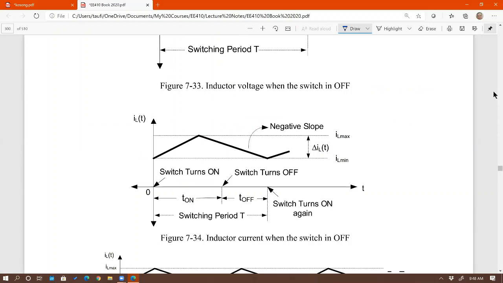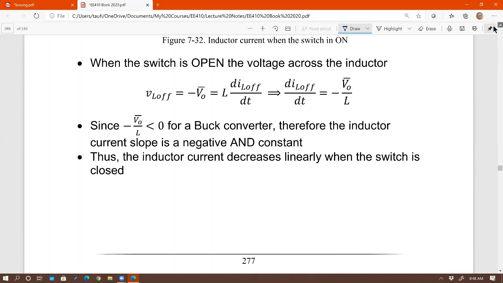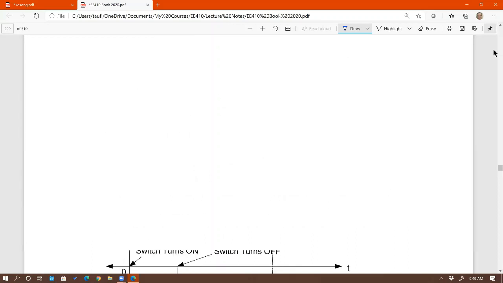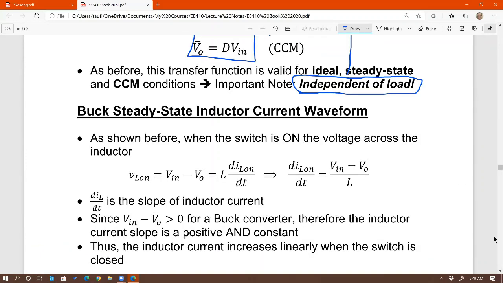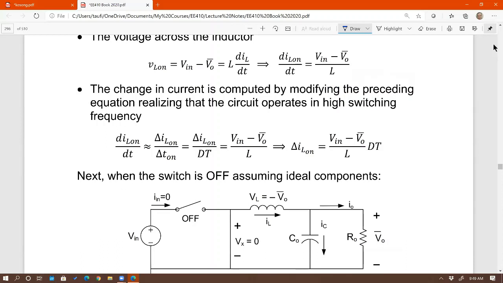I know there's a lot to absorb here. That's why I would like you to review again, if you have time today, the delta IL equation. You can see delta IL, that's the peak to peak ripple. It is not a function of I out either, just like V out. There's no I out in this equation.